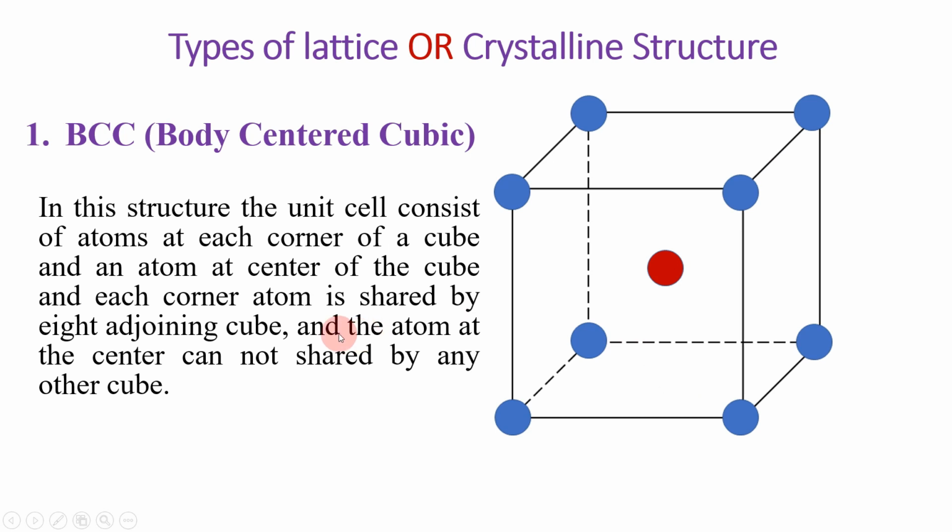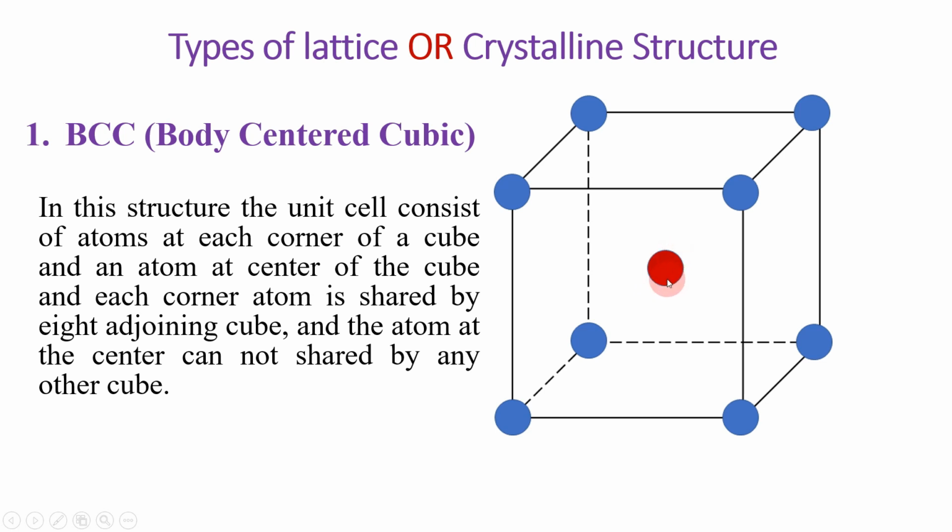Then, each corner atom is shared by 8 adjoining cubes, and the atom at the center cannot be shared by any other cube. You can see these 8 atoms situated on the corners of a cube are shared with each other. You can see this atom is shared by this line. Again, this atom is shared by this line. Likewise, all these atoms are shared with each other through adjoining cubes and adjoining lines. But if you observe, the center atom is not shared by any cube, because it is at the center of the cube.